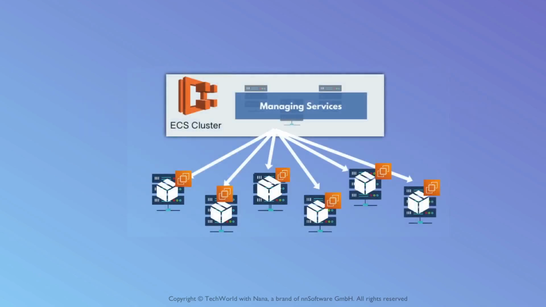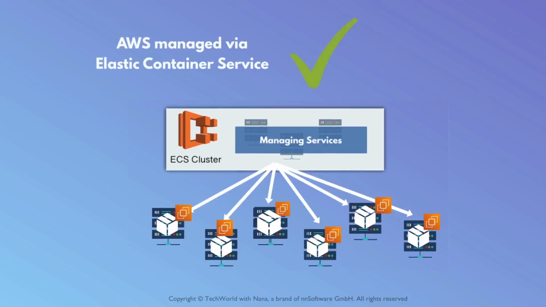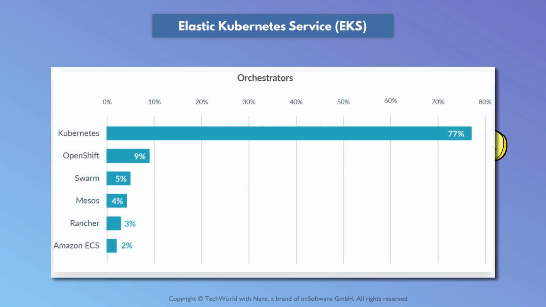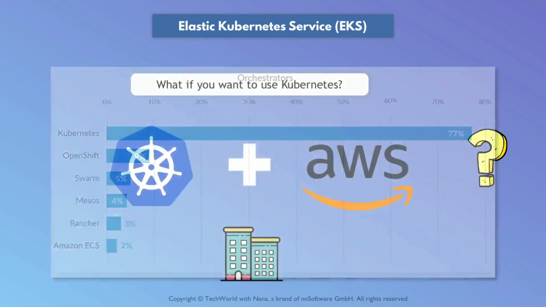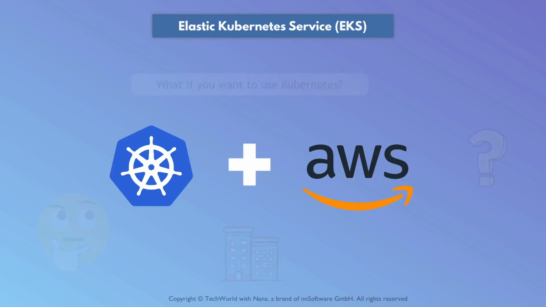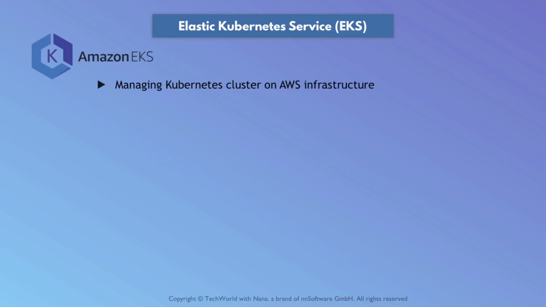Now, this is how you can let AWS manage your containerized applications using ECS. Now, what if you want to use Kubernetes? As you know, Kubernetes is the most popular container orchestration tool currently, so a lot of projects and a lot of companies actually use Kubernetes. So can you still use AWS infrastructure if you want to use Kubernetes? And how can you use that? AWS actually has another service for managing a Kubernetes cluster on AWS infrastructure.